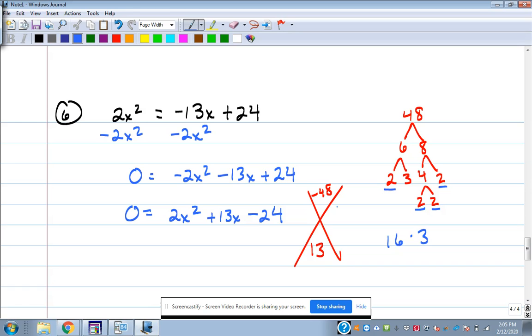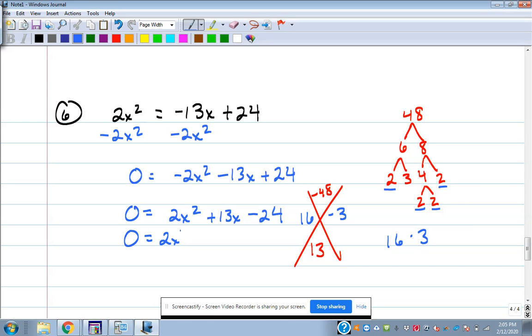Which one's got to be negative, the 16 or the 3? The 3, because we want it to add to be a positive 13. Again, we did a factor tree, and we went back to a repeated prime factor. Anytime we see that, a lot of times with these trinomials, that seems to be driving the car around here.